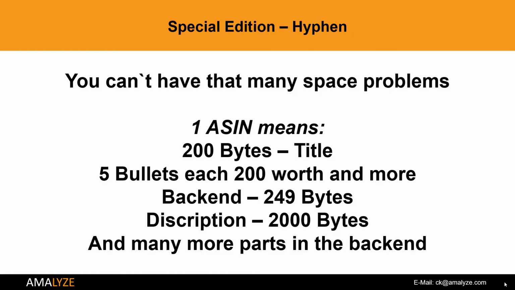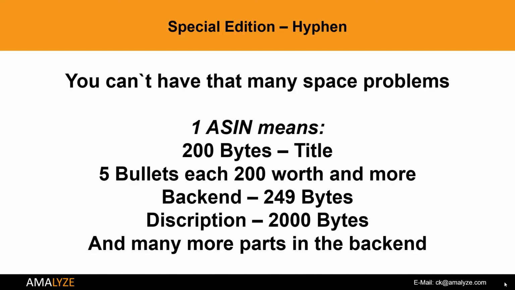That's a fact. It's just to handle space problems in the backend or in the listings. But what it means in detail, I'm really surprised all the time when I'm talking about that. Of course, we have nearly 200 bytes in the title. In the bullet points, in normal categories, we can use up to 5 bullets, and each of them is worth 200 characters, sometimes more or less depending on category. In the backend, we have 249 bytes for Europe and North America, with very special backend conditions in India and other countries. The description has 2000 bytes.